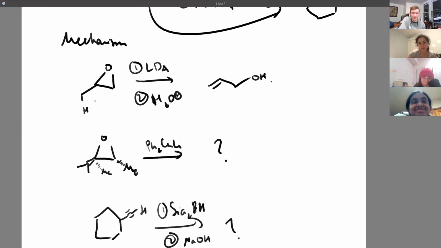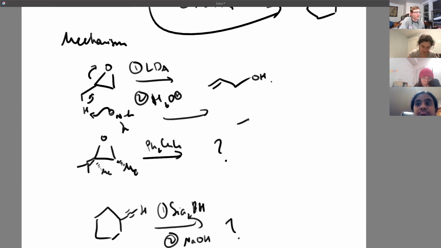So what's going to happen is that this hydrogen is going to come off. Here's LDA, this is what it looks like. It's going to come in, take that hydrogen, boop, take that off, kick off that oxygen. Now we've got our double bond in this, and I don't need to tell you the rest.